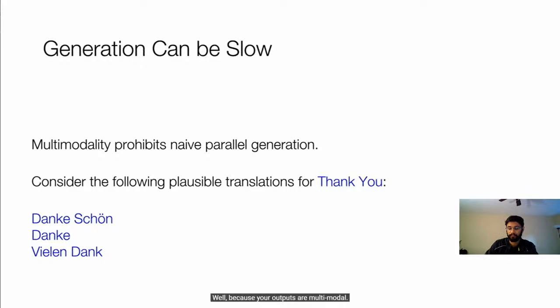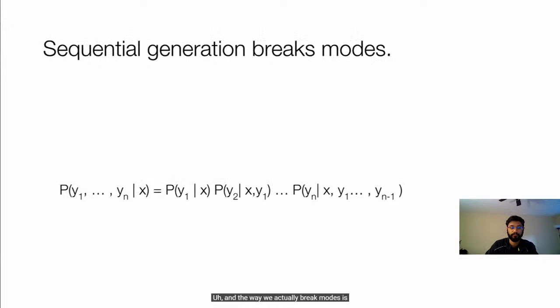Why is generation hard? Because your outputs are multimodal. If you want to translate English to German, there are multiple ways, and the second word that you're translating will depend on the first word. For example, if the first word that you predict was danke, then that's going to change the second word that you predict. If you just predicted them independently, you can imagine all sorts of permutations of these, which will be incorrect. And the way we actually break modes, or make decisions, is sequential generation.